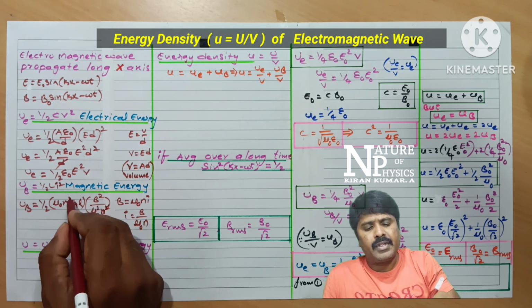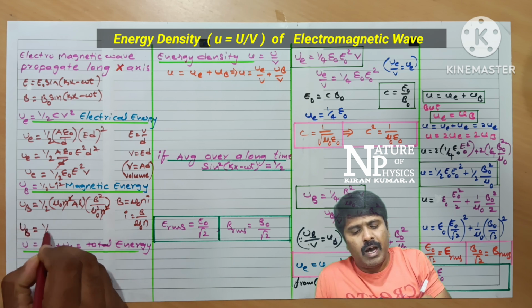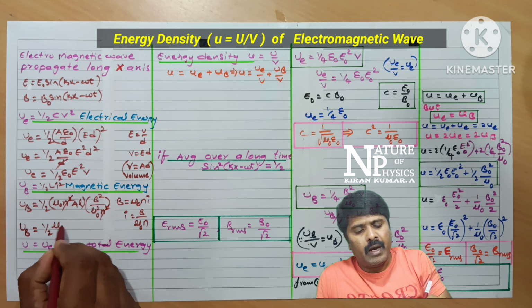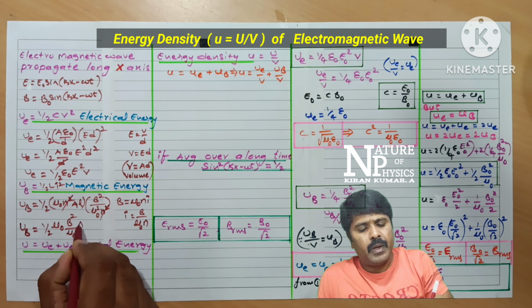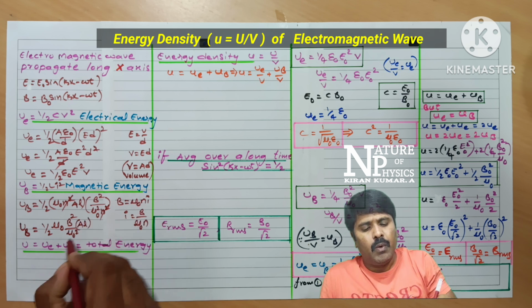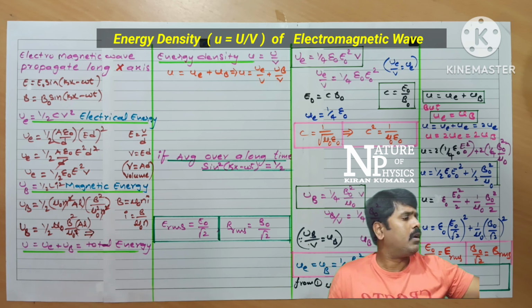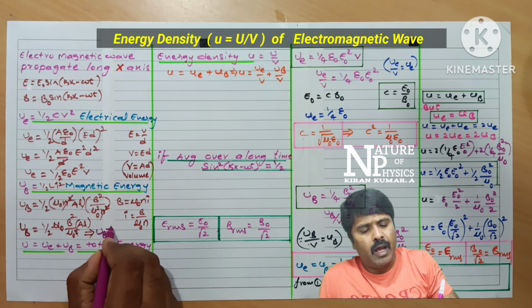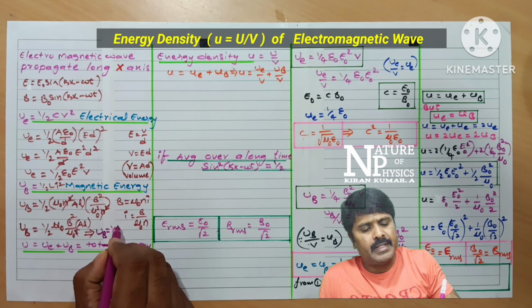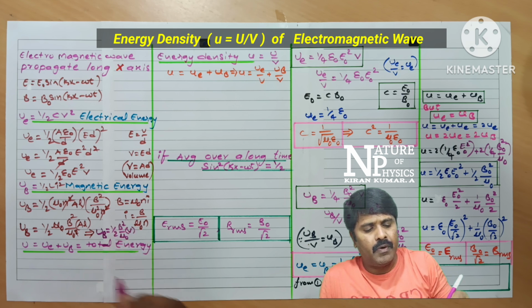Try to understand here. N square gets cancelled. UB is equal to half into mu naught B square divided by mu naught square into AL, student. AL gives the volume. Mu naught and mu naught square get cancelled, so that I am getting here UB, which is equal to half B square divided by mu naught into volume V, student.